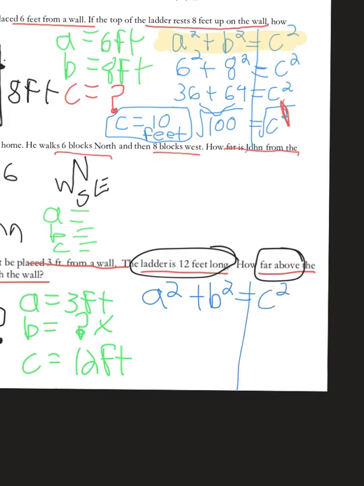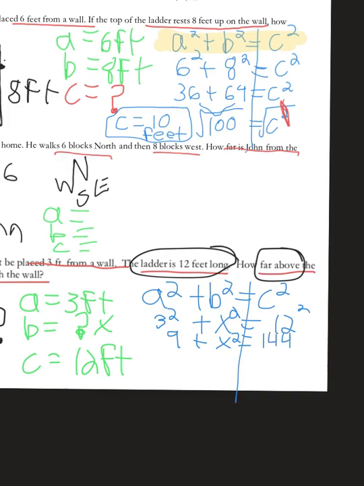Well, what is A squared? We said 3, so what's 3 squared? B squared, we're going to use X. We don't know what X is yet. And C squared is 12. 3 squared is 9. X squared just stays X squared. And we said 12 squared is going to be 144.